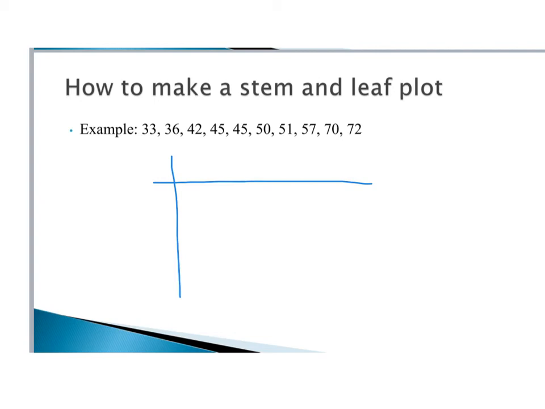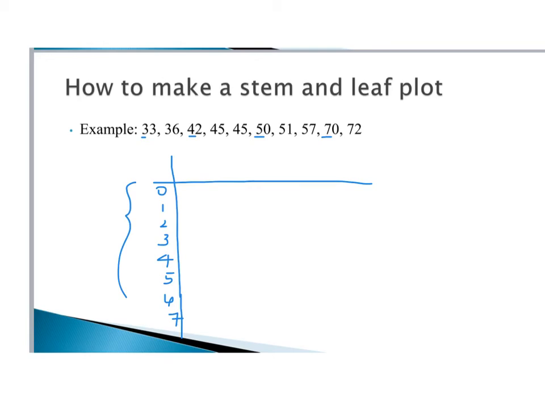So for my stem, it looks like I have 3 tens, 4 tens, 5 tens, 7 tens. So if I'm going to make my stem, and the stem, remember, is this portion here, I have 0 tens, 1 ten, 2, 3, 4, 5, 6, 7. Now, I don't need to go beyond that, because I'm running out of room, I am going to stop. Then my leaves, I'm going to go ahead and put those in.